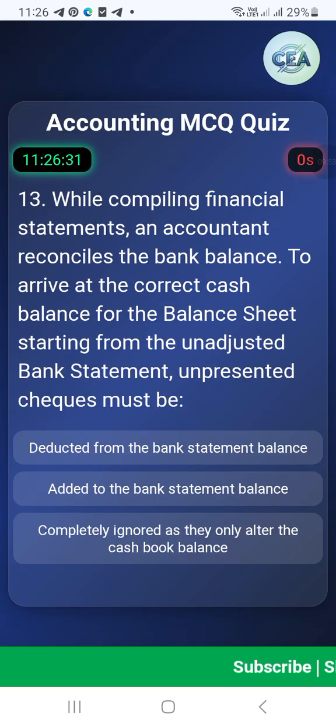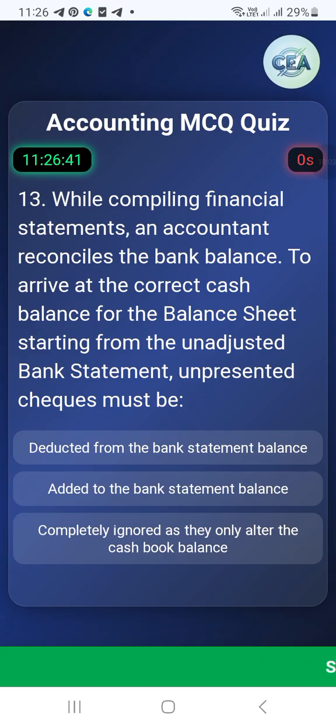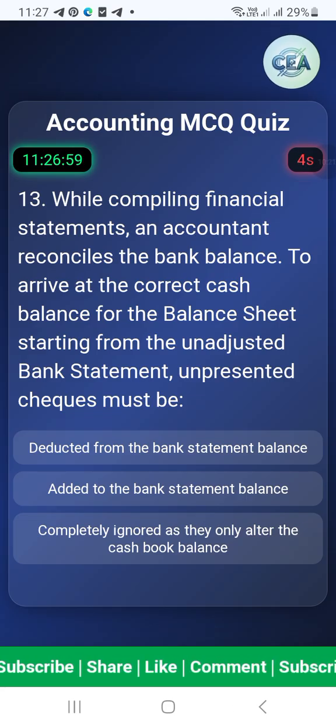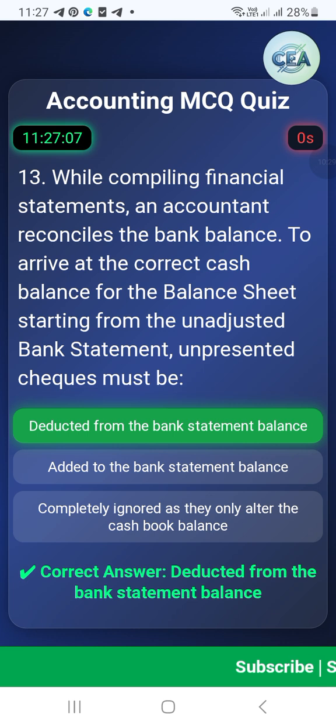13. While compiling financial statements, an accountant reconciles the bank balance. To arrive at the correct cash balance for the balance sheet starting from the unadjusted bank statement, unpresented checks must be Option 1. Deducted from the bank statement balance. Option 2. Added to the bank statement balance. Option 3. Completely ignored as they only alter the cash book balance. Correct answer is deducted from the bank statement balance.